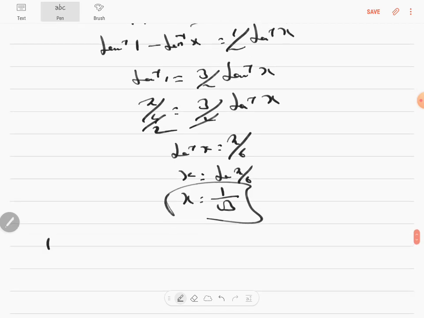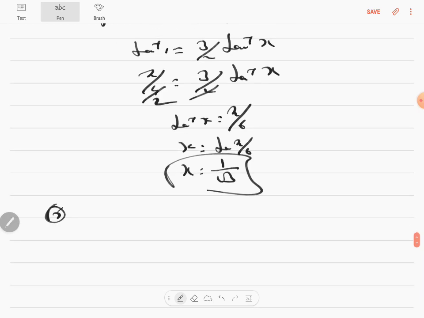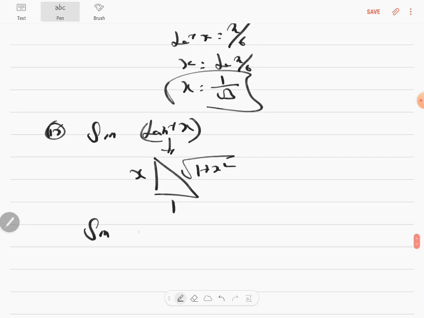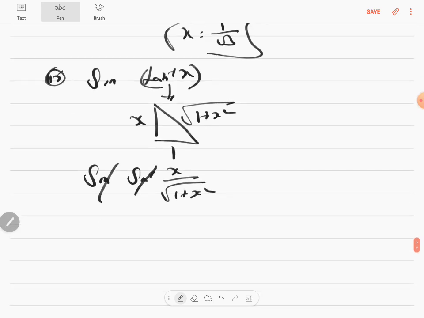So let's go to the 15th question. The 15th question is sine of tan inverse of x. Simplify this; you want to get it as sine of sine inverse. To convert a tan inverse into sine inverse, just draw a triangle: opposite you write x, adjacent you write 1. The hypotenuse will be root of 1 plus x square. So the sine of sine inverse of opposite by hypotenuse is x by root of 1 plus x square.